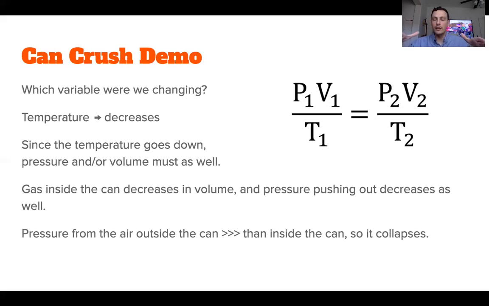And because of that, if there's a stronger force inwards than outwards, the can is going to be crushed, right? Which is exactly what happened. You can do this at home if you're safe and have some tongs with your parents. It's very simple, and it will work if you do it correctly every time.